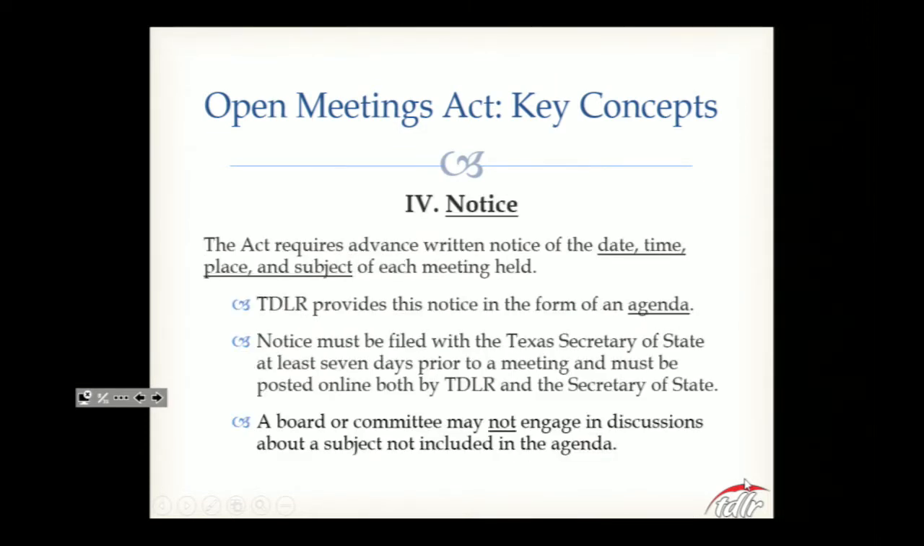Notice requires advance written notice of the date, time, place, and subject of each meeting held, and so you've got your agenda before you, which is actually filed with the Secretary of State at least 7 days before each advisory board meeting. It's posted online both by our agency and by the Secretary of State. And one note, we are not free to discuss matters that aren't noticed in the agenda. There's a little bit of leeway on some administrative matters, but generally we won't break from the agenda.